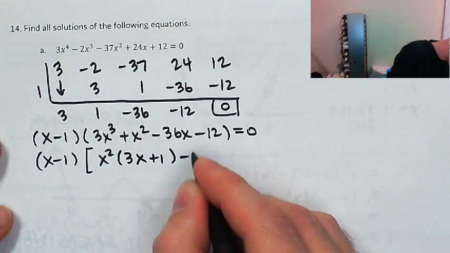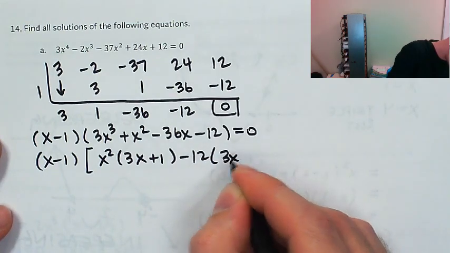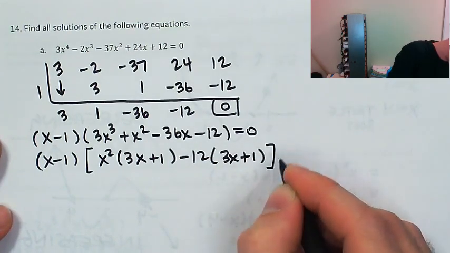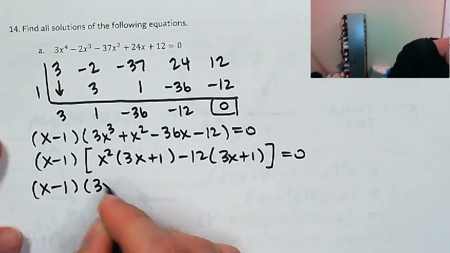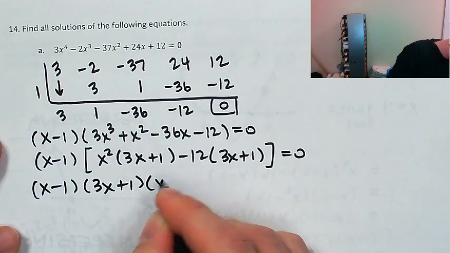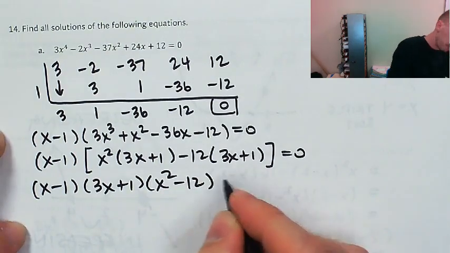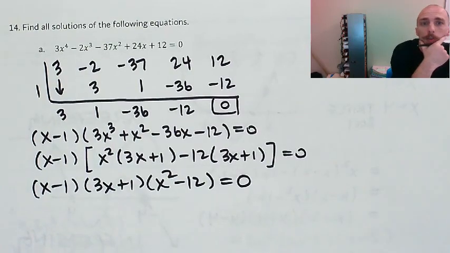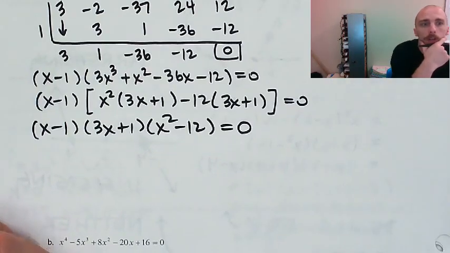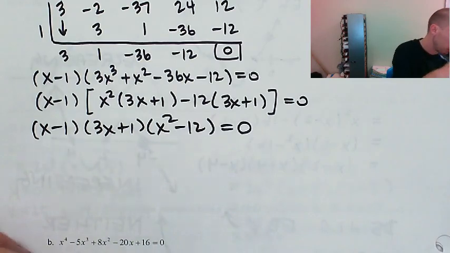And I'm factoring out a negative 12 times 3x plus 1. Okay, so I've got x minus 1 times 3x plus 1 times x squared minus 12. And I think this is far enough that I'll be able to solve each of these factors individually, and I'll be able to get all of my solutions.